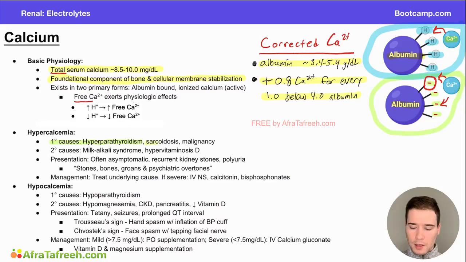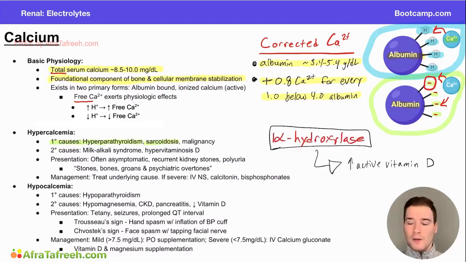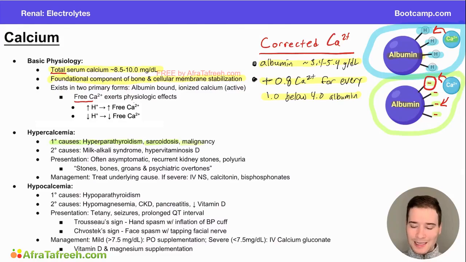Another primary cause is sarcoidosis. And sarcoidosis is a common test question for something that causes hypercalcemia because it contains granulomatous macrophages that have an enzyme called 1-alpha hydroxylase. Higher levels of 1-alpha hydroxylase can actually cause an increase in the active form of vitamin D, and we know vitamin D plays an important role in our calcium homeostasis and increased reabsorption of calcium throughout the body.